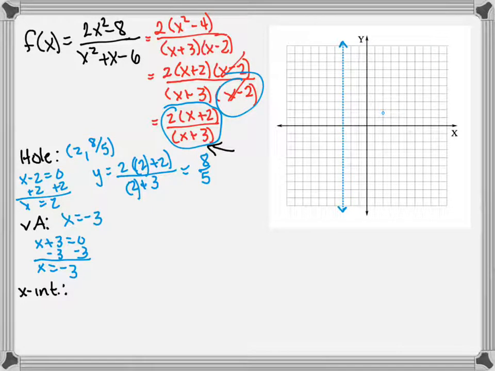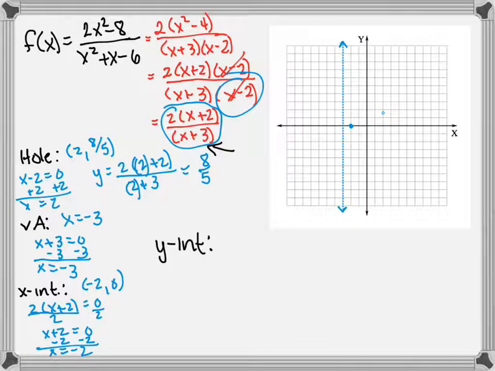For our x-intercept, we'll take the simplified numerator and set that equal to 0. So 2 times the quantity x plus 2 equals 0. I could divide both sides by 2 and get x plus 2 equals 0. Solving for x, x equals -2. So my x-intercept is at -2, 0, and I can plot that.